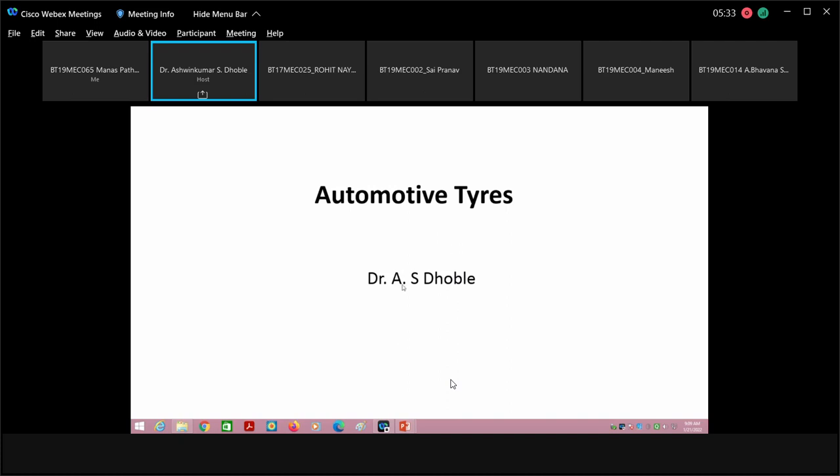So let me also share the technical information as far as the tires are concerned. The tires are the most difficult part in the automobile to analyze for stresses and deformation, because tire is a hyperelastic material. Hyperelastic materials are those for which the stress-strain curve is not linear. I will tell you that as we progress in discussing the tires. So let us start the presentation.